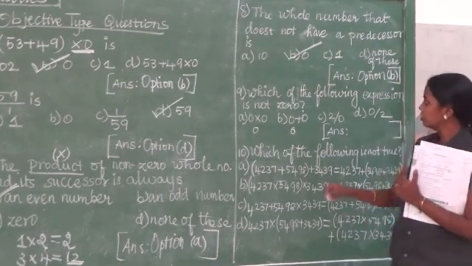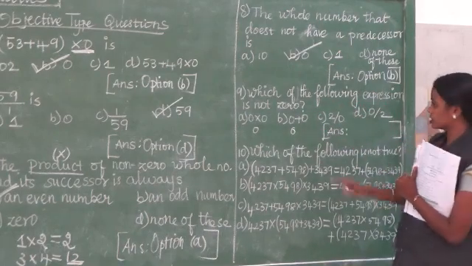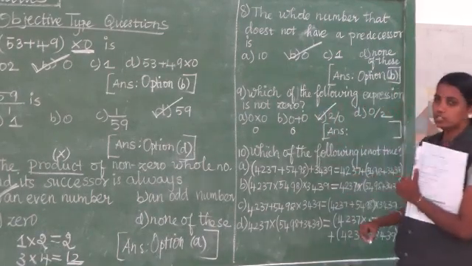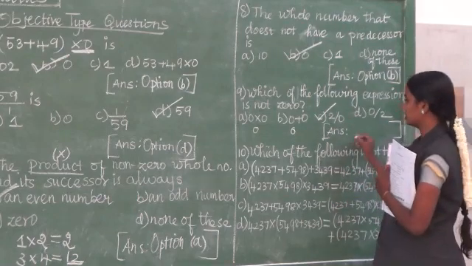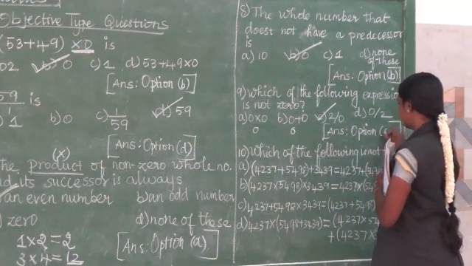It's not defined. The question is, which of the following expressions is not 0? So option C, because 2 by 0 is not defined.